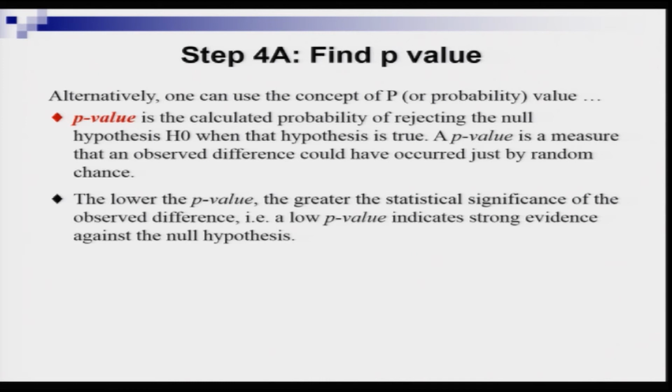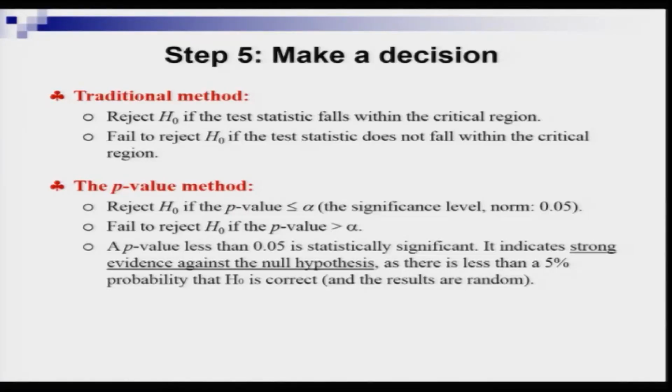Once we are done with steps 1 to 4, it is time to make a decision. Based on two different approaches, we can make two types of decision rules, and let us have a look at them one by one. First, I will talk about the traditional method. Here you reject the null hypothesis if the test statistic falls within the critical region, and you fail to reject the null hypothesis if the test statistic does not fall within the critical region.